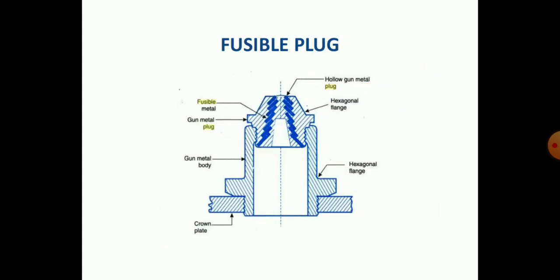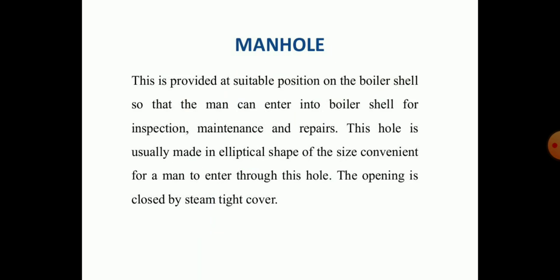The blow off cock, fusible plug and manholes are some important aspects of safety in the boiler. The manhole is provided at a suitable position on the boiler shell, so that a man can enter the boiler for inspection, maintenance or any repair purpose. A manhole is the opening into the boiler for maintenance and inspection purposes. This hole is usually made in an elliptical shape of a size convenient for a man to enter through. The opening is closed by a steam tight cover and it can be easily opened or closed, but the fitting is so tight that air or flue gases cannot leak from the boiler.